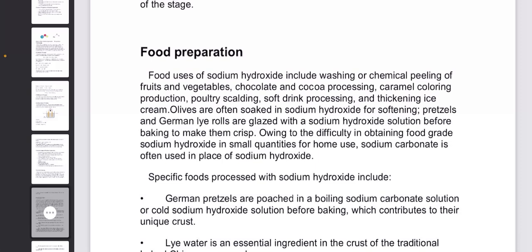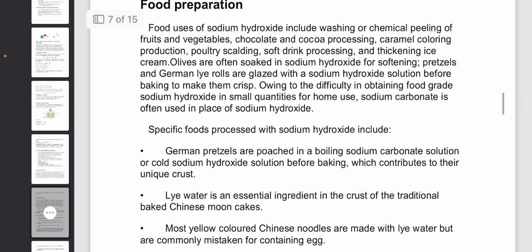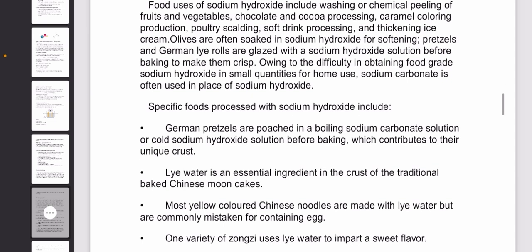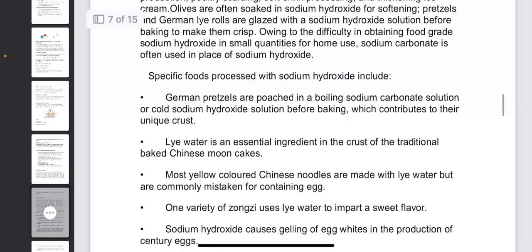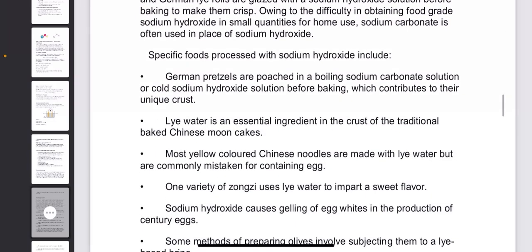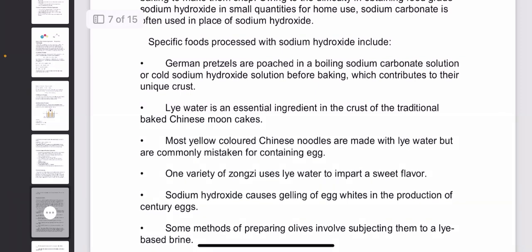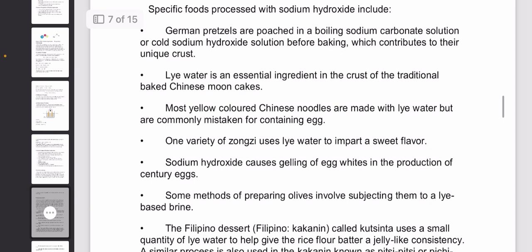Owing to the difficulty in obtaining food grade sodium hydroxide in a small quantity for home use, sodium carbonate is often used in place of sodium hydroxide in your daily house. Specific foods processed with sodium hydroxide include German pretzels, which are dipped in a boiling sodium carbonate solution or cold sodium hydroxide solution before baking, which contributes to their unique crust.